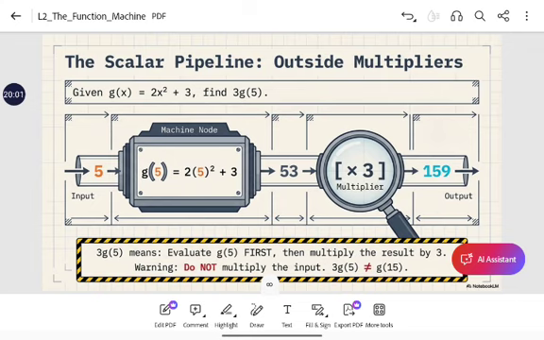The scalar pipeline: outside multipliers. So given that g of x is equal to 2x squared plus 3, find 3 g of 5. So 3 times g of 5. We talked about this already. Solve for g of 5, then whatever you get, you multiply that by 3. So this is the process.